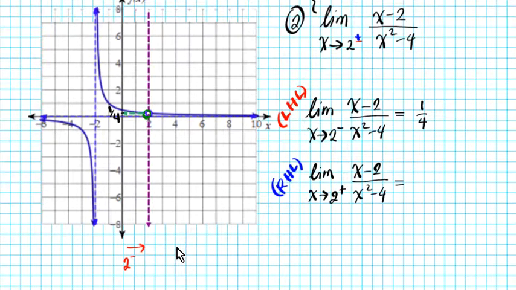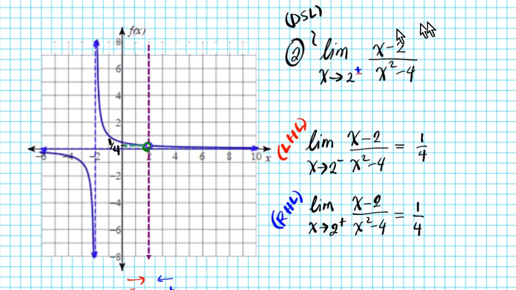Now, how about if you're approaching 2 from the right? If you're approaching 2 from the right, you're approaching the same point. So the answer is going to be the same y-coordinate that you were approaching before, which is 1 over 4. Now, since the right-hand limit and the left-hand limit are both the same, that tells you that the double-sided limit is going to be that value. If they're different, that means the limit does not exist.